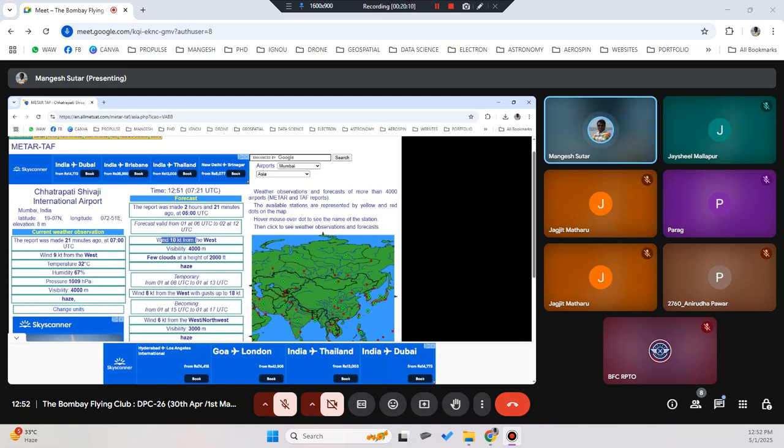At that point in time, the forecast is that right now it is 9 knots, and at that time the wind could probably be 10 knots. Visibility is the same, 4,000. Few clouds at a height of 2,000 feet. Hazy, temporary. Wind 8 knots from the west with gusts of 18 knots.